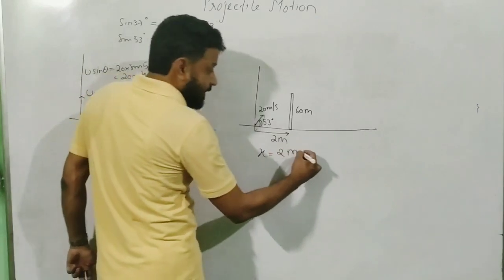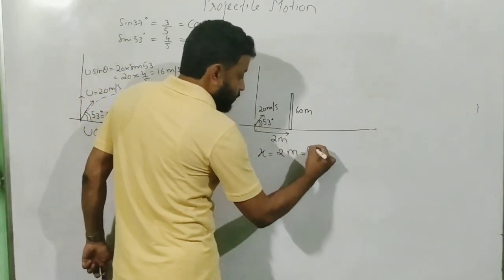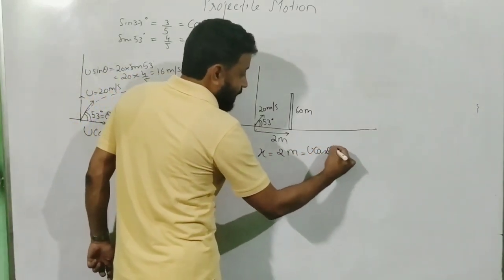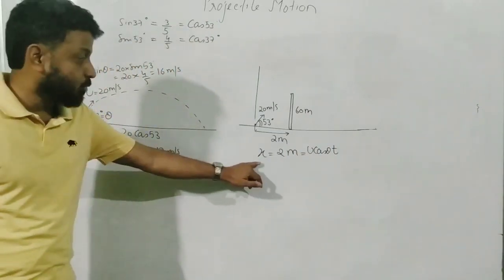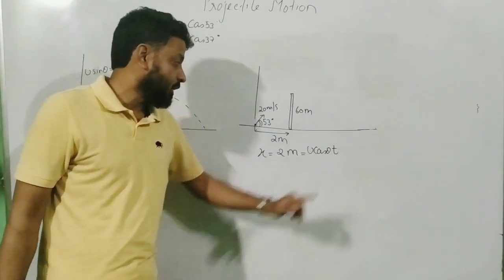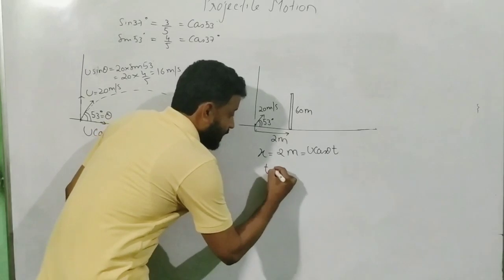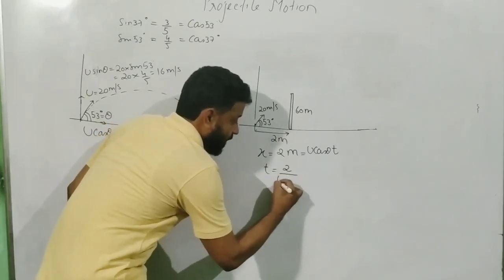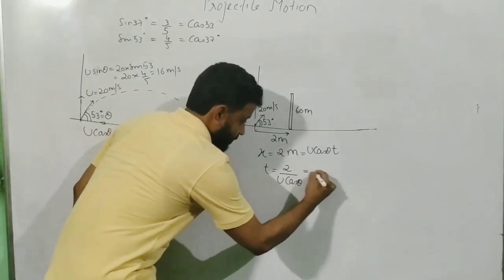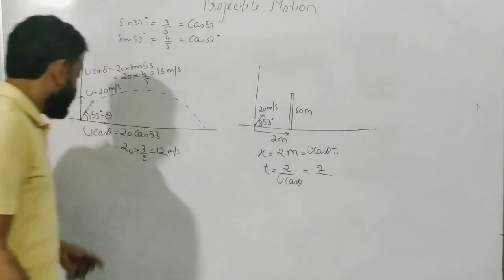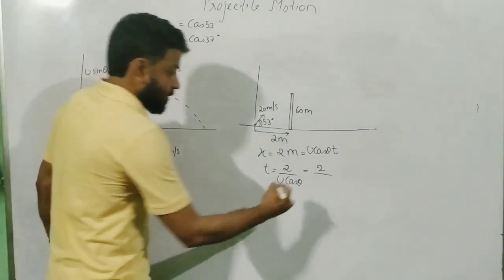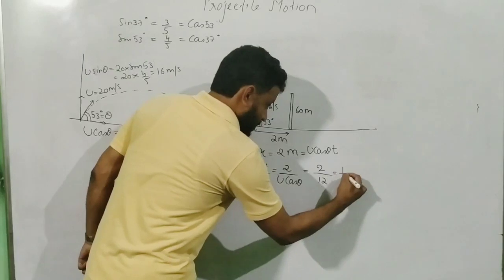And the formula says 2 meter distance equals u cos theta multiplied by t. Remember, x motion is directly proportional to u cos theta into t. So what is t? t will be equal to 2 divided by u cos theta. And what is u cos theta? We have found u cos theta as 12. So t is equal to 1 by 6 second.